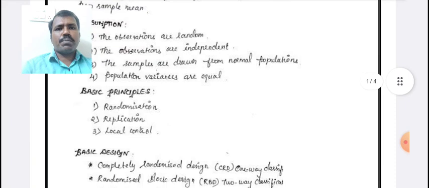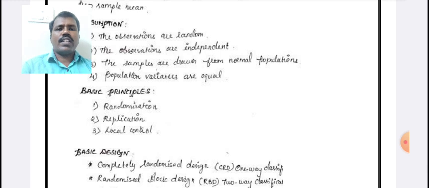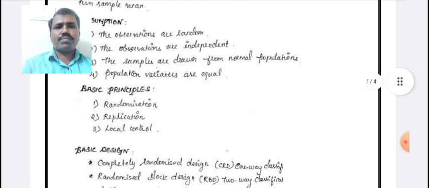Assumptions: the observations are random. The observations are independent. The samples are drawn from normal populations. Population variances are equal. The basic principles are randomization, replication and local control. These are the basic principles of design of experiments.